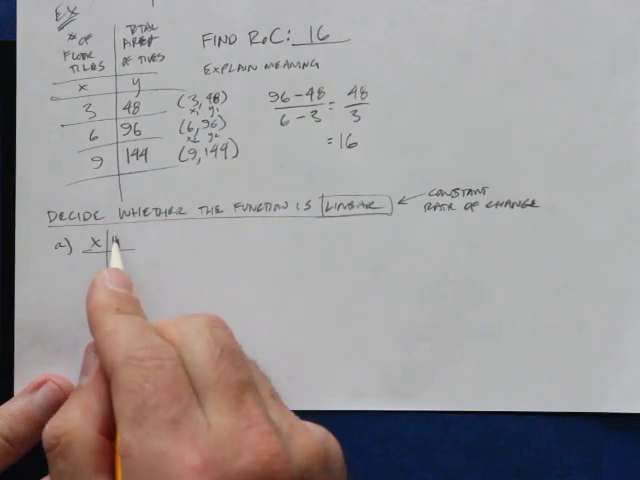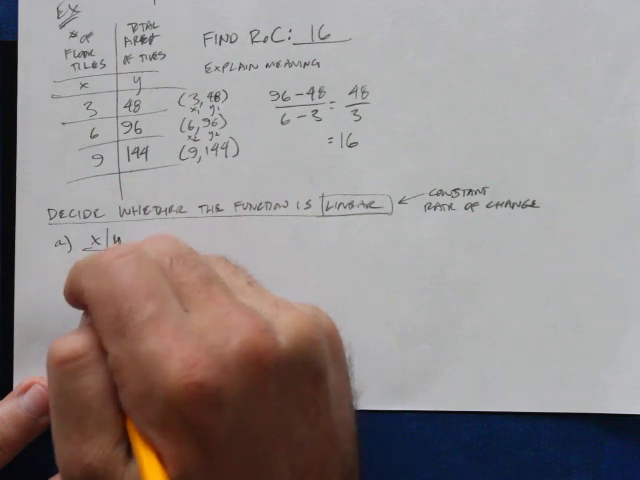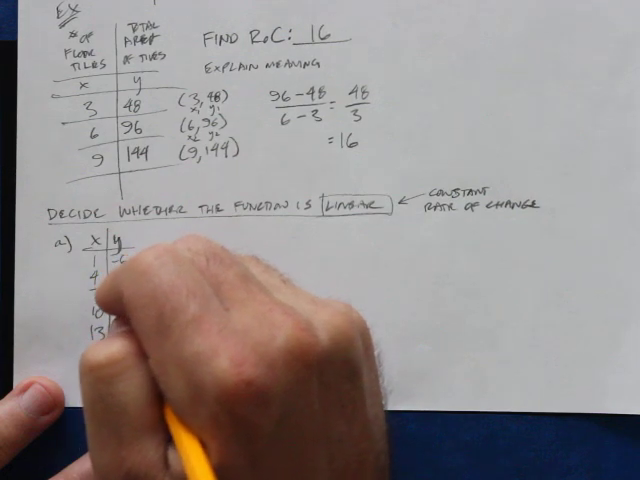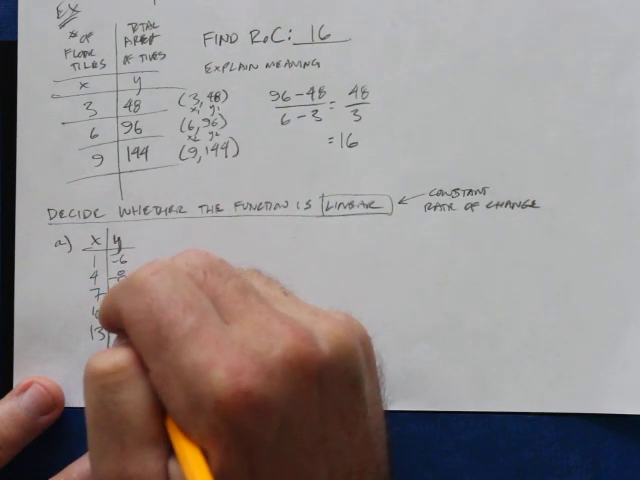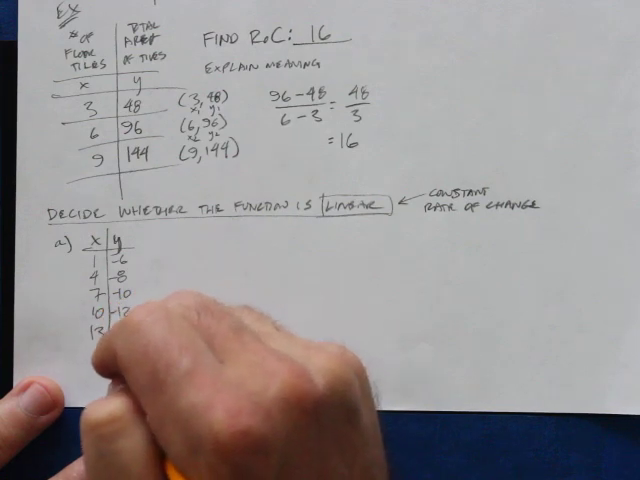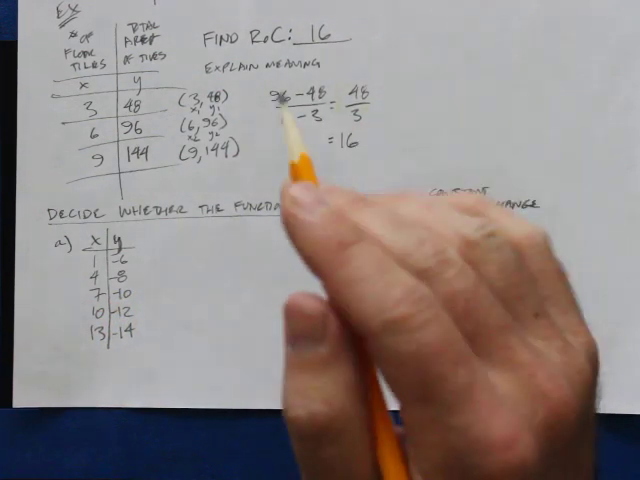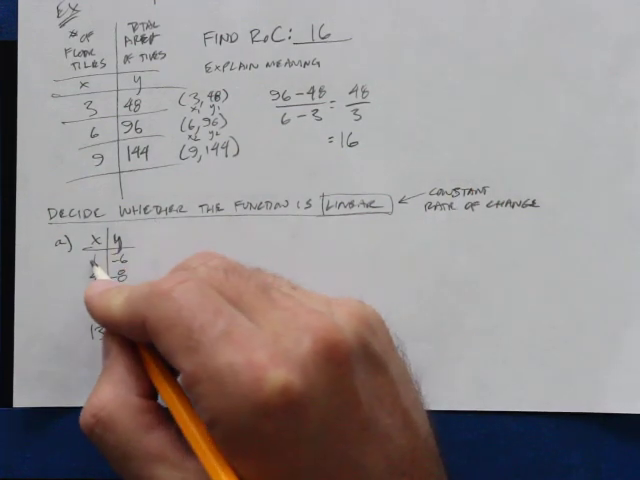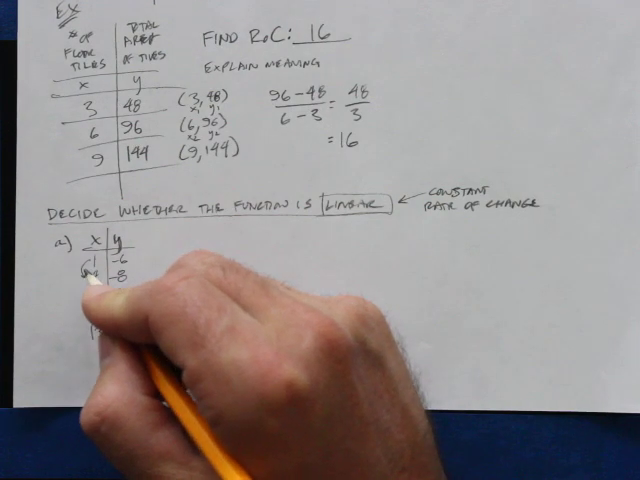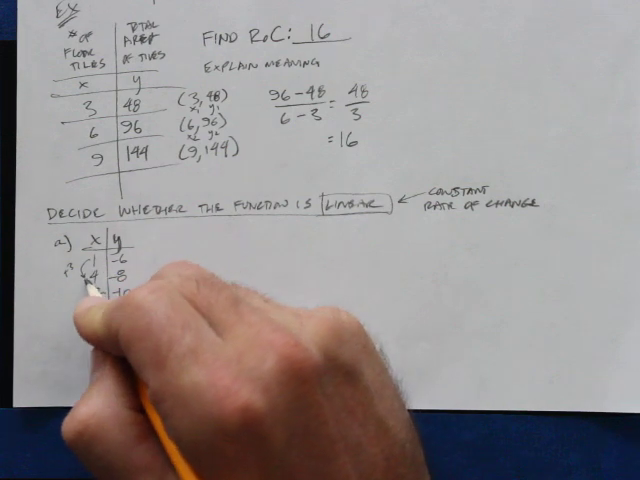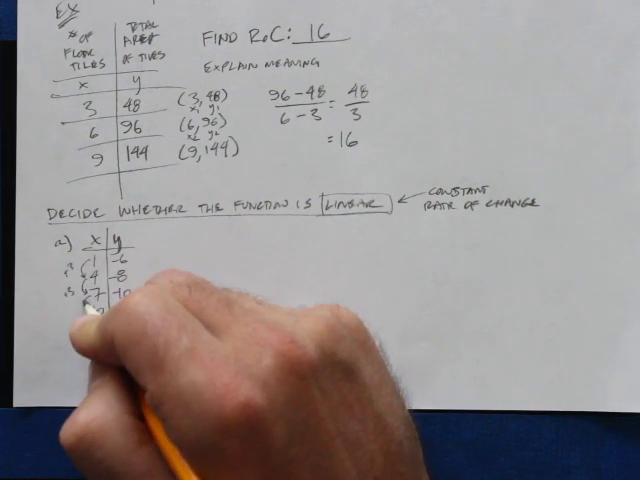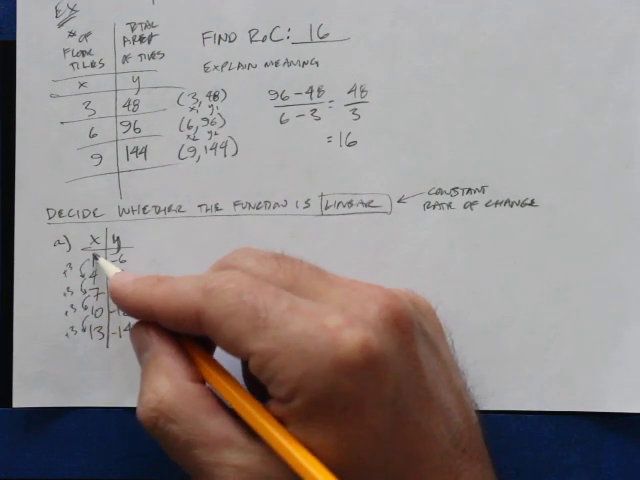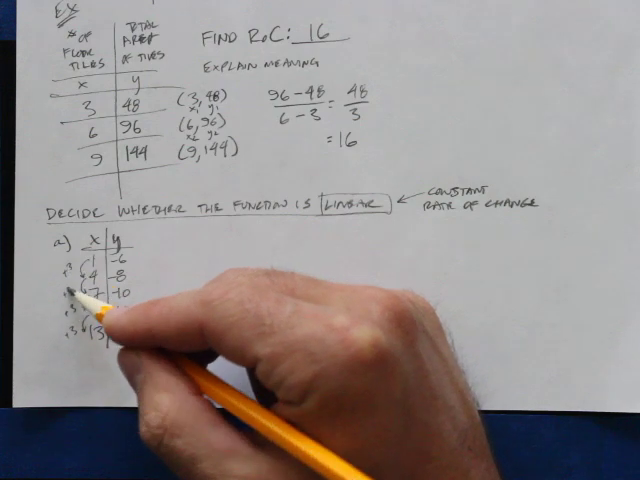We're given a t-table here where the x values are 1, 4, 7, 10, and 13. The corresponding y values are -6, -8, -10, -12, and -14. So this is how we check to see if this is a linear function. We just go from 1 to 4. That's +3. From 4 to 7, that's +3. From 7 to 10, that's +3. And from 10 to 13, that's +3. Okay, so as far as the x value goes, we're all just looking at adding 3.